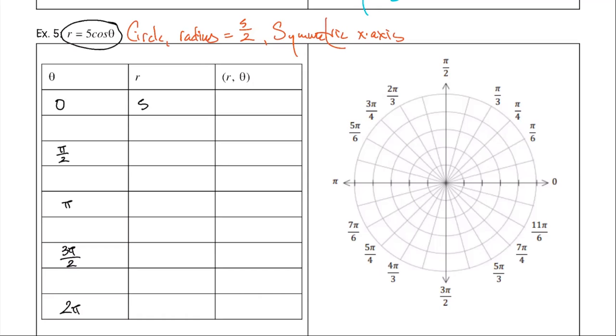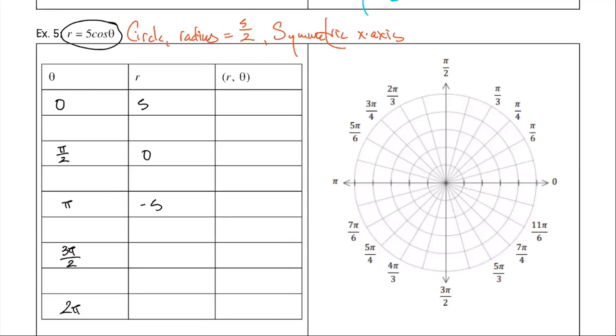All right, what happens if we plug in pi over 2 for theta? What does our r equal? So I plug in pi over 2. I have cosine of pi over 2, which is 0, and 5 times 0 is 0, okay? All right, we plug in pi. I get 5 cosine pi. That's 5 times -1, which is -5.